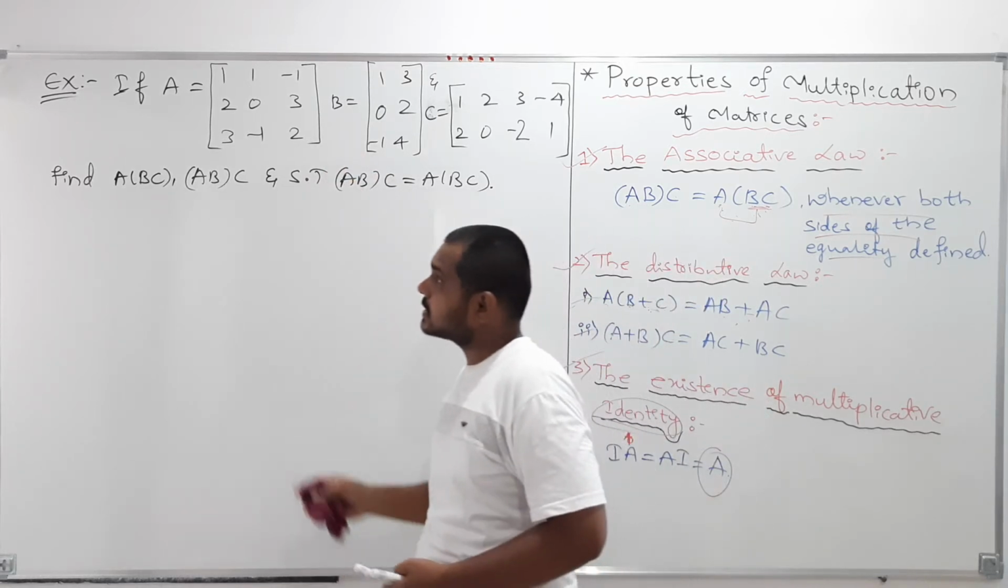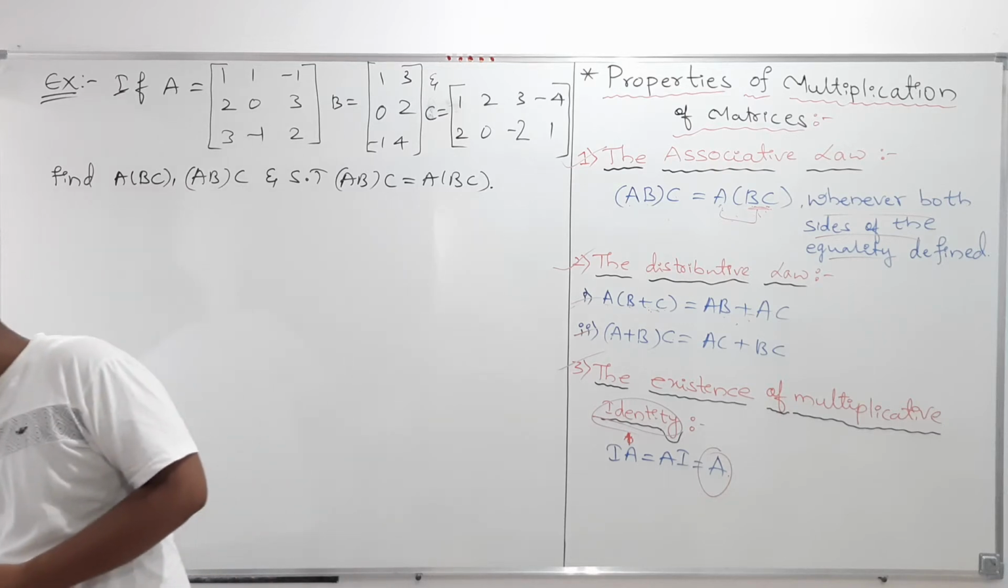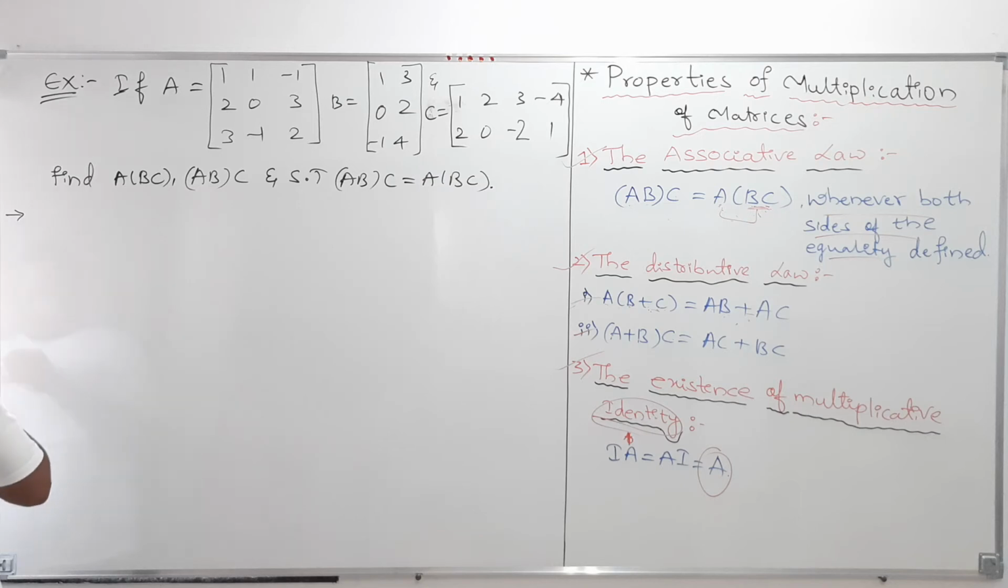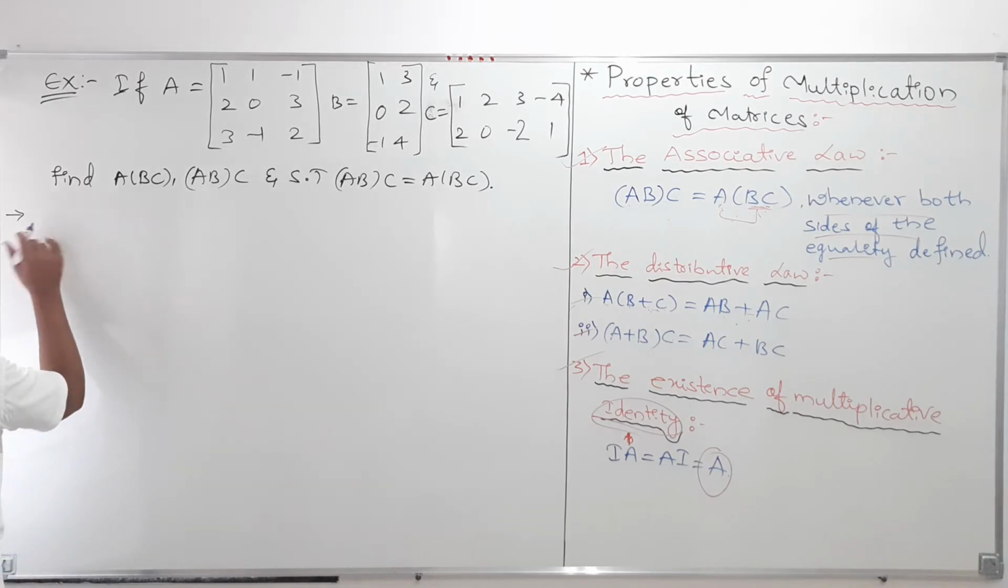So next, my dear students, while I find AB here. So here AB. Next I'm going to find AB. So how to find AB? So first to find AB, here it is.